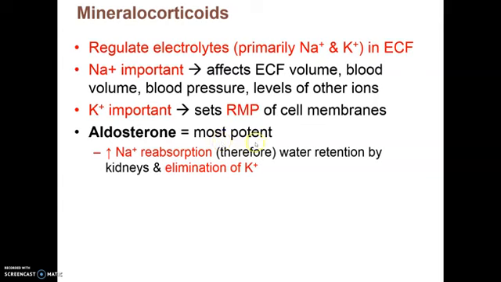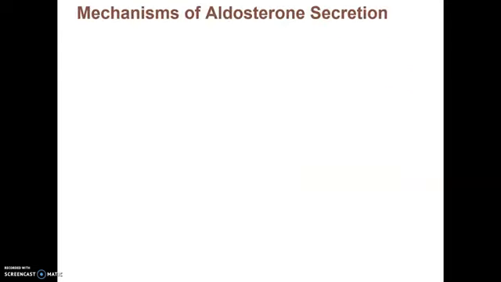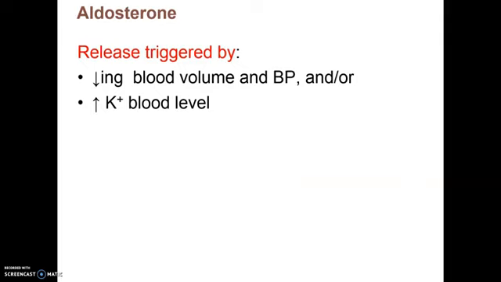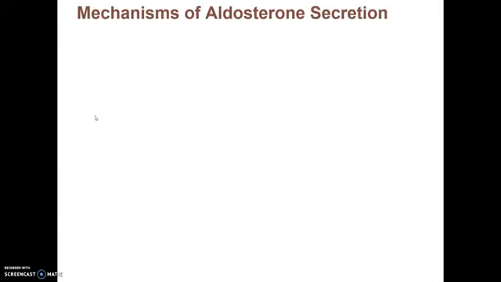Aldosterone is the most important hormone which is considered a mineral corticoid. Aldosterone increases sodium reabsorption by the kidneys, so water will be retained in the blood, and aldosterone actually enhances elimination of potassium ions. Aldosterone is released when the blood volume goes down, or blood pressure goes down, or potassium level goes up.